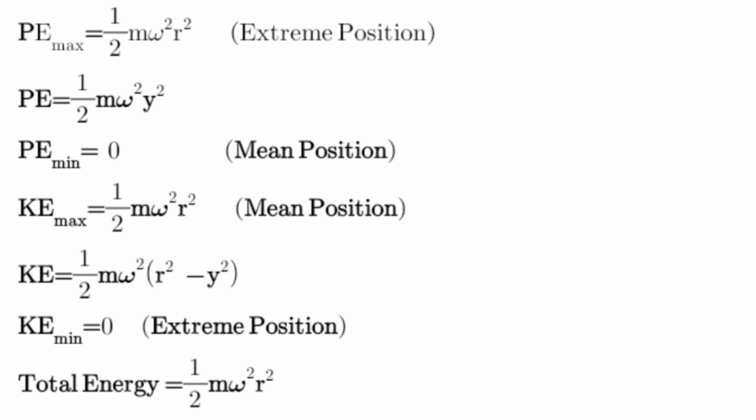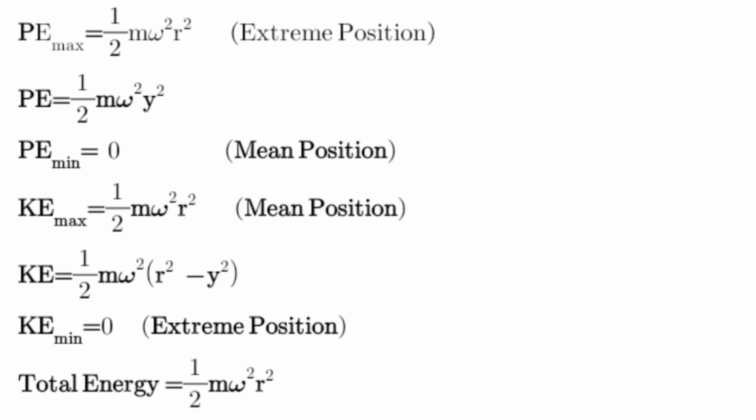Now your kinetic energy, the maximum kinetic energy is what? Is still half m omega square r square. And where do you have it? At your mean position. Okay, and the kinetic energy at any time, we just said that is what? Half m omega square into brackets r square minus y square. And where do we have it? Any position. Your minimum kinetic energy, you have it at 0. And where do you have that? At your extreme position.